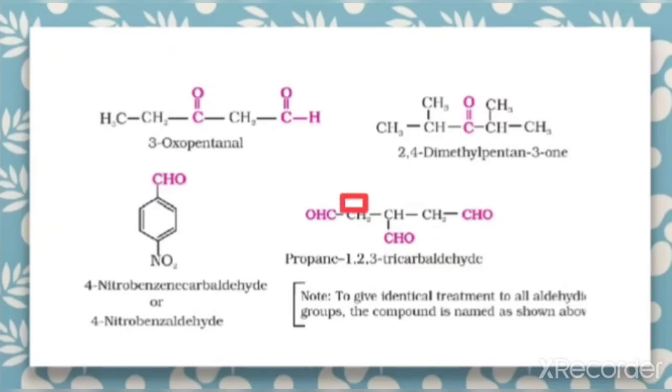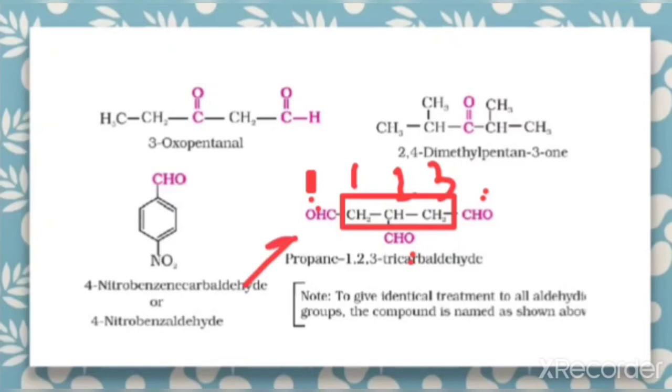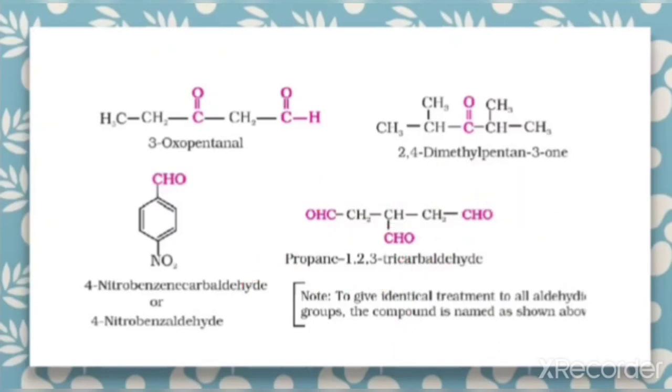The main chain, these 3 carbon atoms should be in the main chain and these 3 will be taken as the name, that is tricarbaldehyde. Why is it tri? Because 3 aldehyde groups are there, that is, this is on the first carbon. When we name this one, this is the first carbon, this is the second carbon, this one is third. So one aldehyde group is on the first carbon, one is on the third carbon and one is on the second carbon. So we name it as propane 1,2,3 tricarbaldehyde.